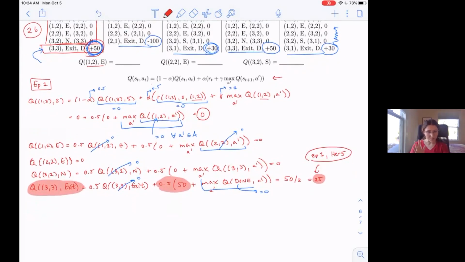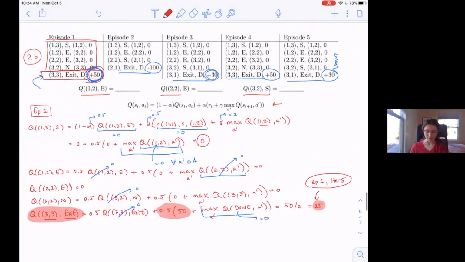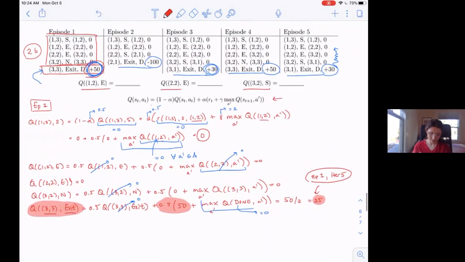But this is for one specific state. So in episode 1, iteration 5 is the first time that the Q value of state 3,3 and the action exit becomes non-zero. Unfortunately, we haven't actually seen non-zero entries for any of these candidate states that we're interested in solving for this problem. What that means is we have to keep moving forward with the next episode to update the Q values and see what happens.